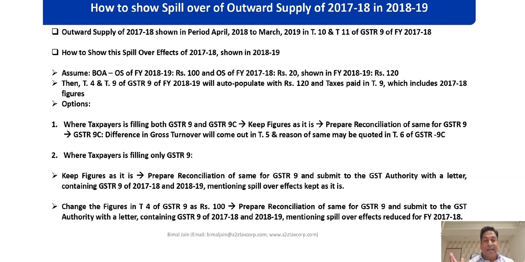Now, which one is correct? For me, both are correct. You can show the way you want it. For your safety, for the sake that you are bona fide, for the sake you are showing the numbers correctly to the GST authority, a letter with a copy of GSTR-9, either it is kept as it is or you have reduced 20 rupees in table 4 and then supported with the reconciliation statement, will suffice the purpose. There is no corresponding tax implication, only we are furnishing the numbers and showing the spillover effect.